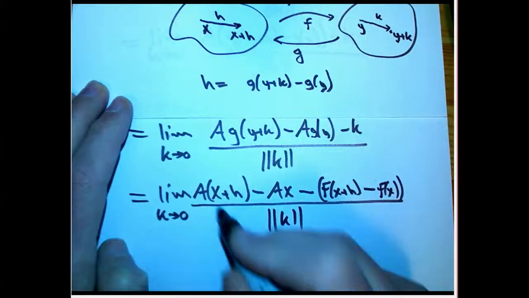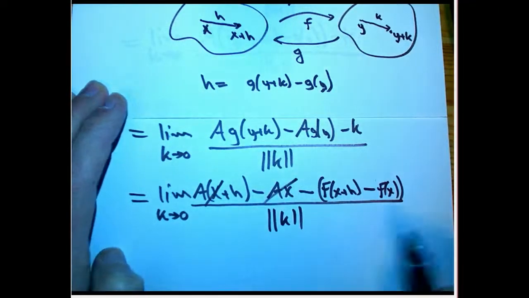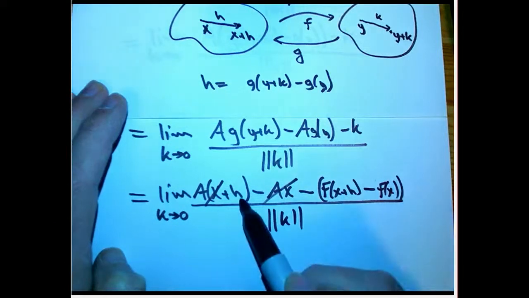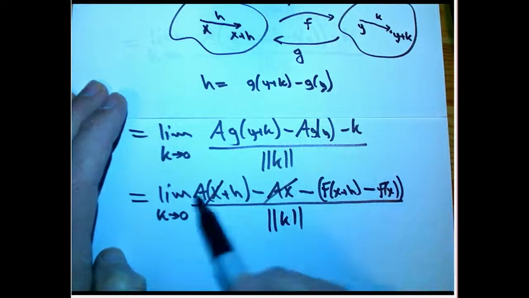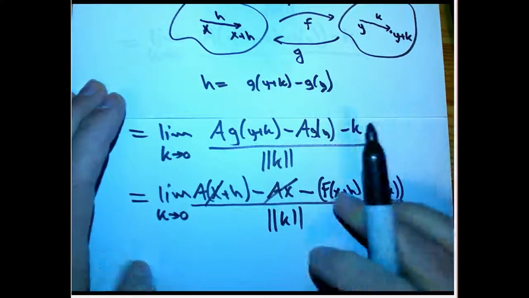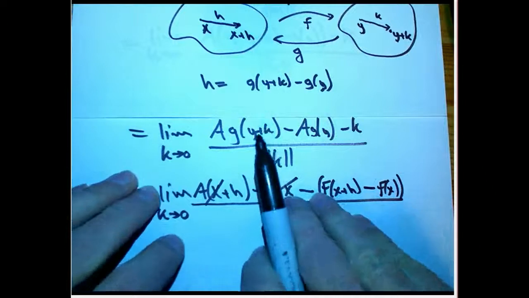Okay, now what happens? Look, the ax's cancel out. And this starts to look really familiar. f of x plus h minus f of x. It's exactly the numerator of the calculation that would show what would be involved in looking at the derivative of f.